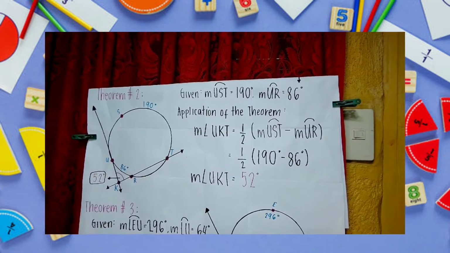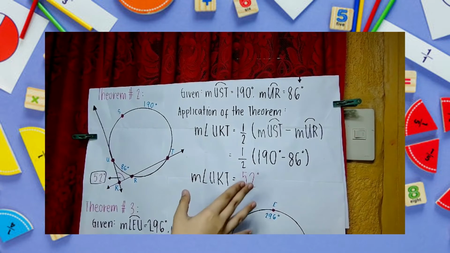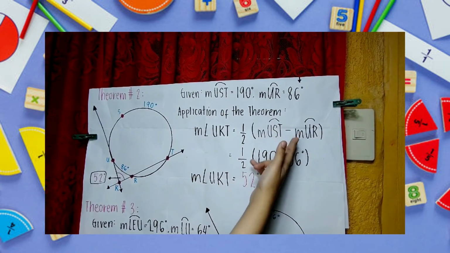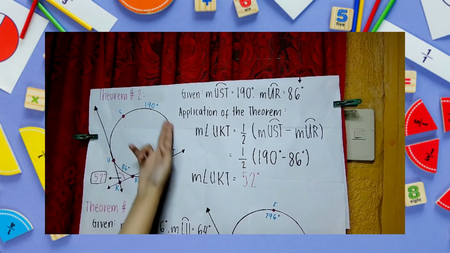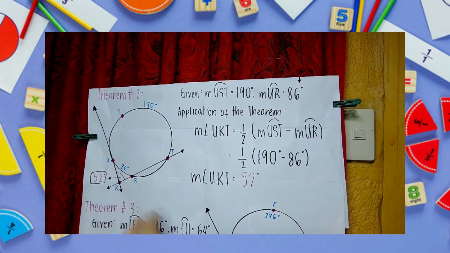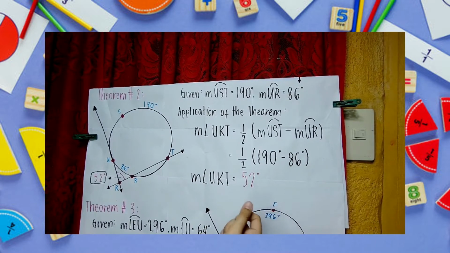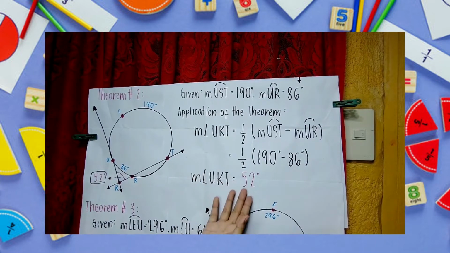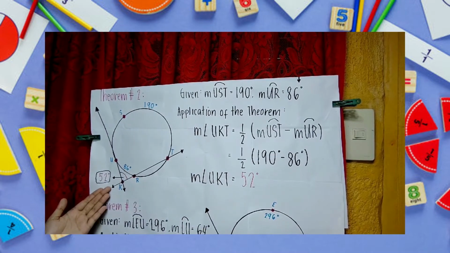How do we find the measure of angle UKT? We're just going to subtract the measure of arc RQR from arc RQST. Arc RQST is equal to 190 degrees, and arc RQR is equal to 86 degrees. So 190 minus 86 is equal to 104, divided by 2, which will be equal to 52. So now the measure of angle UKT is equal to 52 degrees.